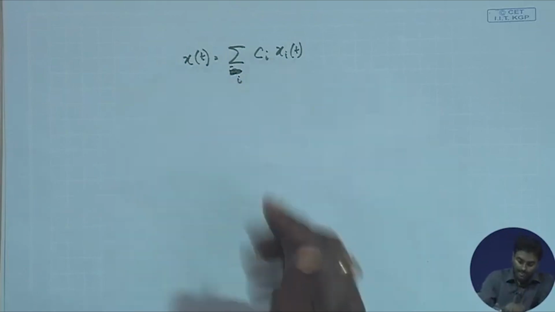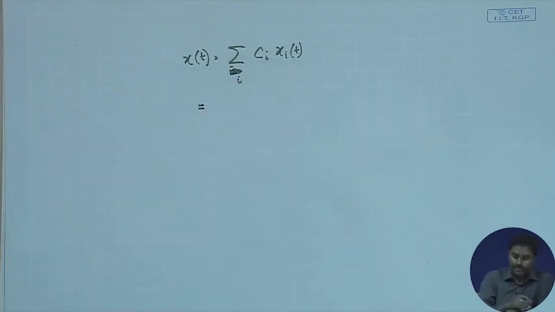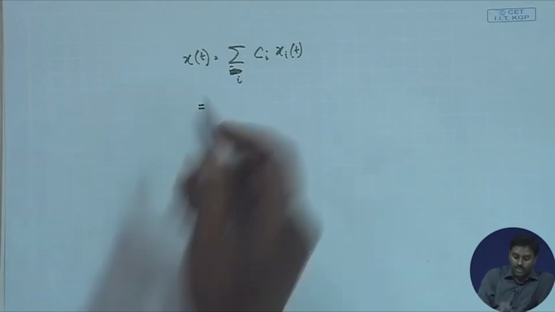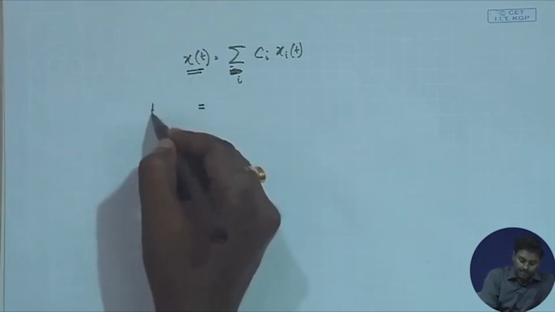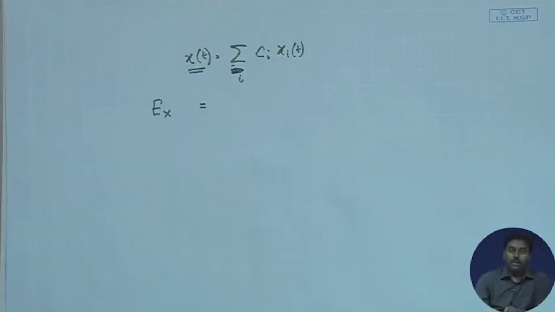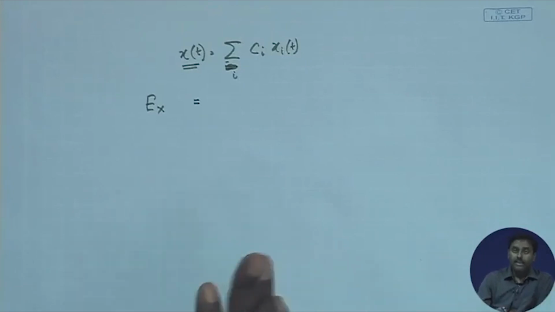Okay. So, if this happens, what can we get? The energy of x(t), if we just try to calculate this, we know, just take the previous example: if you have two signals orthogonal to each other, it will be the addition of the individual energies, right.